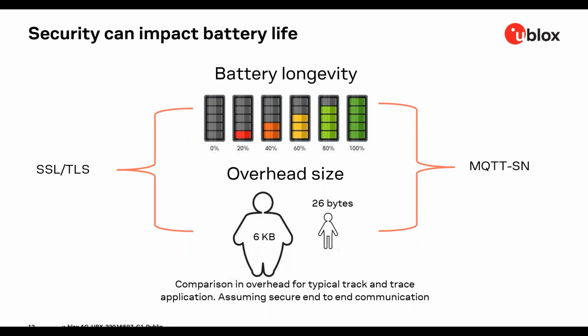Security also can impact battery life, depending on which security you're choosing. Here we see a comparison of a typical track and trace application. On the left, we're using SSL or TLS, and that's contributing 6 kilobytes in overhead, whereas a secure end-to-end communication using MQTT-SN is 26 bytes. Very significant difference in the security impact to overhead. And again, that's contributing to power autonomy or battery longevity.